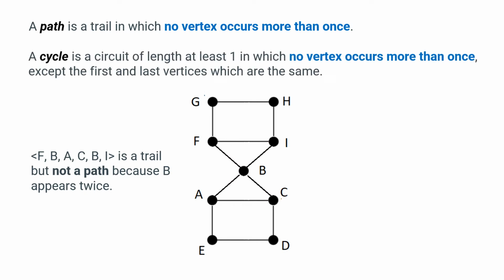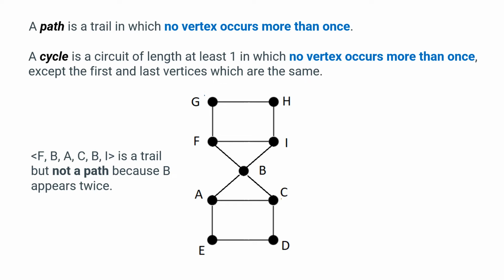Now, a cycle is a circuit. So if it's a circuit, remember what a circuit has to be. It's a closed walk where no edges appear more than once. And if it's a circuit with length at least 1, we have to realize we can't just be staying on one vertex the whole time. We've got to have some length to it for it to be a cycle. A circuit of length at least 1, in which no vertex occurs more than once, would be called a cycle.